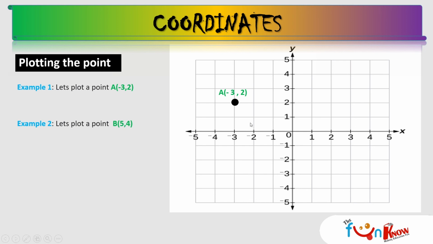So 5 will be on the x-axis, that is here, and 4 will be on the y-axis. So I feel this is the point. Now let's check. Yes, exactly. This is the point. Now go to the third one. Students, here you can see the third point. The third point is C, 4 comma minus 2. 4 will be on the x-axis and minus 2 will be on the y-axis, and because of that, 4 comma minus 2 will be here.